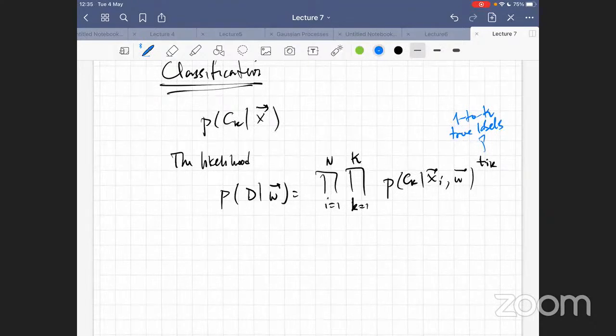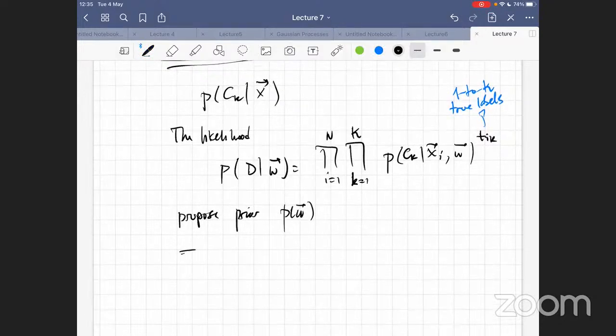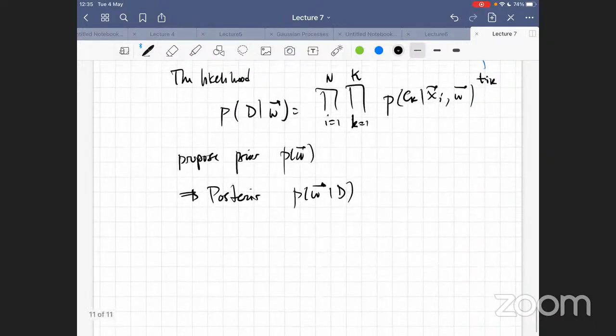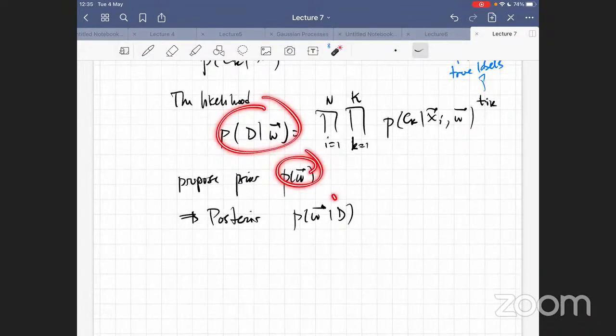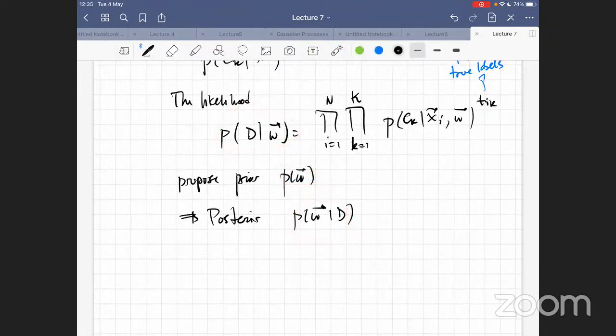So for a chosen prior, then propose a prior, and then you can just compute the posterior. Applying the Bayes theorem, right? I have the likelihood, I have the prior, I can compute the posterior.